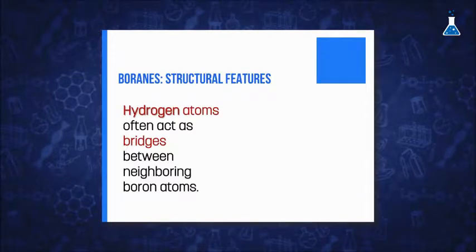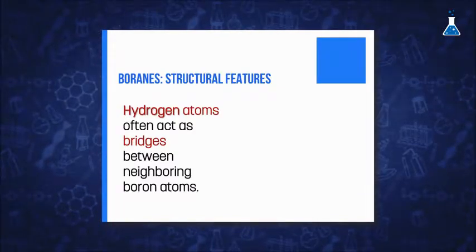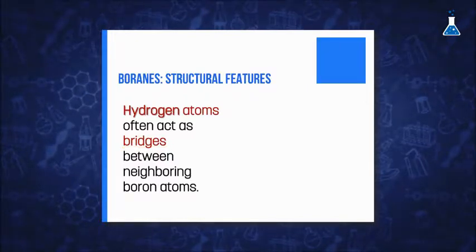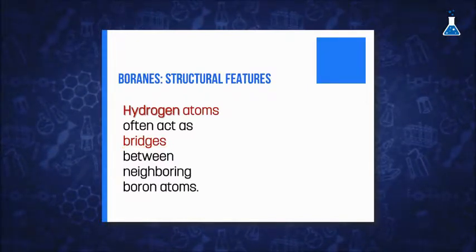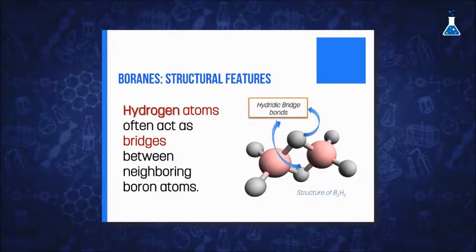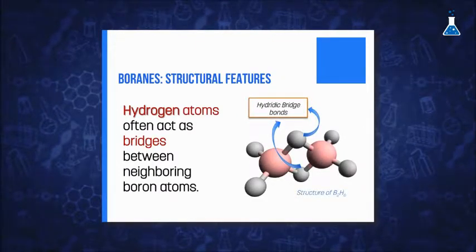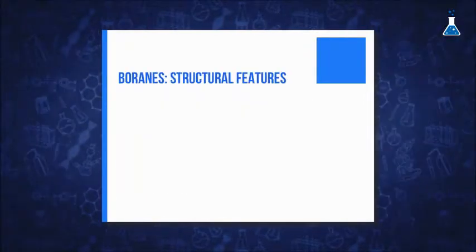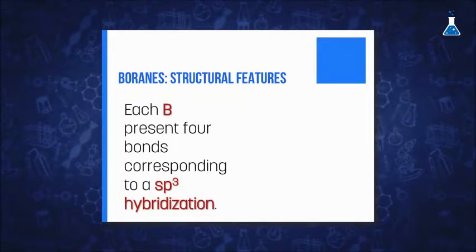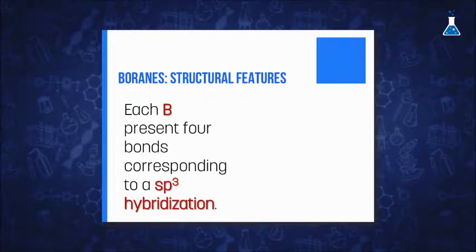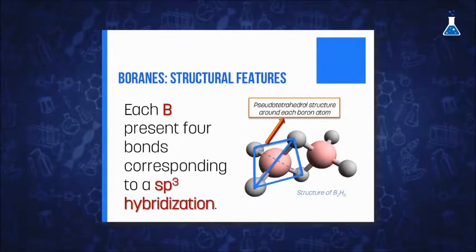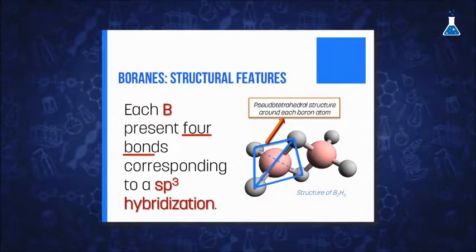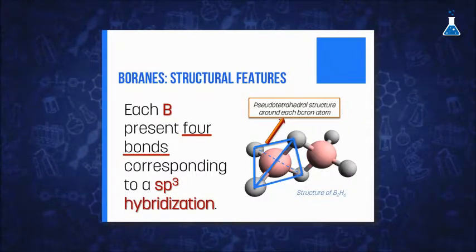One of the most unique aspects is that hydrogen atoms often act as bridges between neighboring boron atoms. They are seen in a simple diborane molecule. In this structure, the borons of diborane are bridged by two hydrogens. Each boron presents 4 bonds corresponding to sp3 hybridization, forming a pseudo-tetrahedron structure around each boron atom.